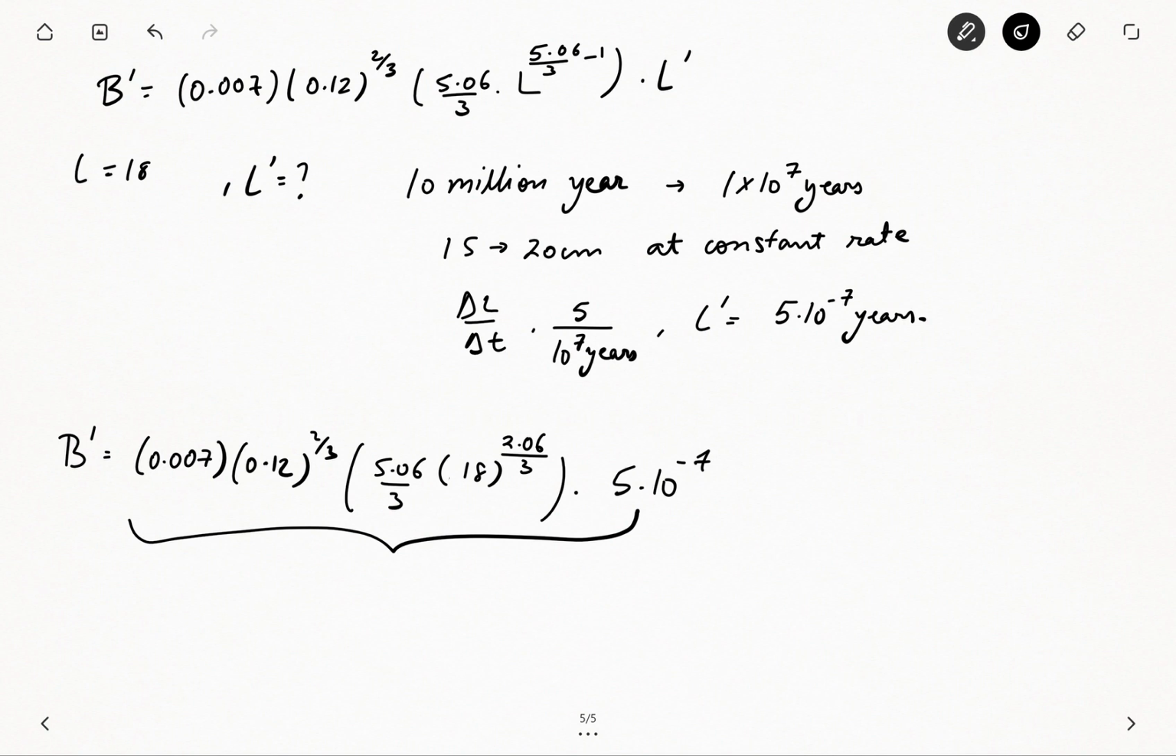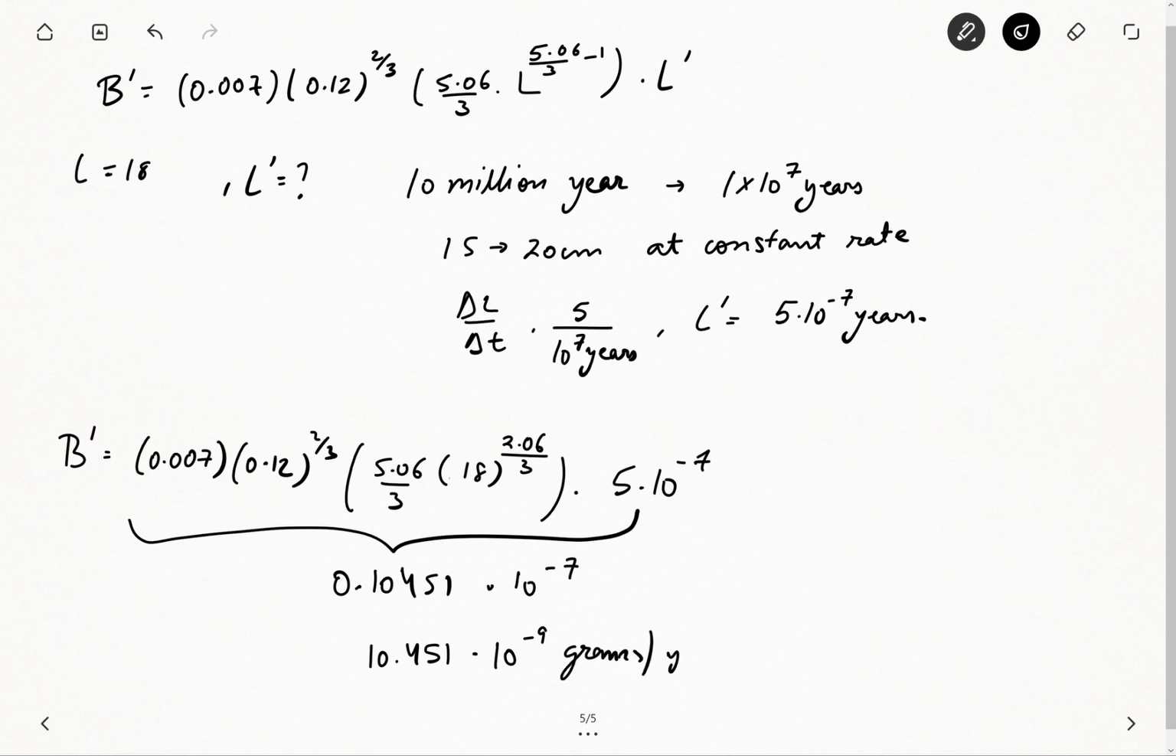So what I'm getting here, this number, is 0.10451. Of course, you have that times 10 to the negative 7. Now what they're asking us is nanograms per year. What we got here is a mixed unit. To convert it into nanograms, you need a 10 to the negative 9. This is grams per year. So in nanograms, you can move this decimal 2 places and you get 10.451 times 10 to the negative 9 grams per year. So this is just nanograms.